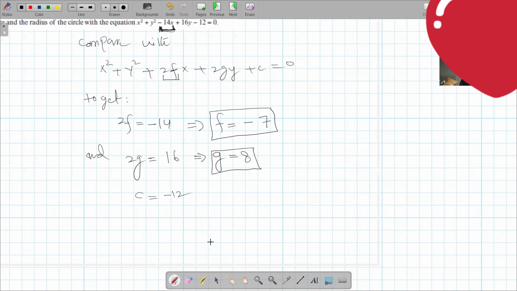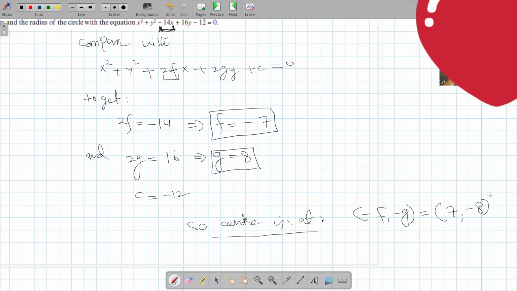So now we are going to write the center. The center of this circle is negative f, negative g. It is 7, negative 8. This is the center. What about the radius now?